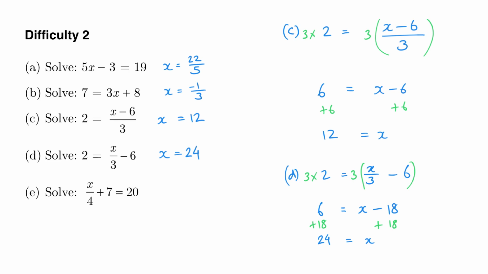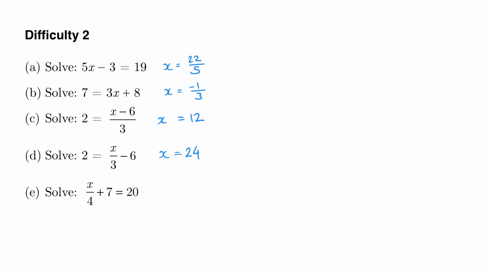Now we're on to the last question. Here we've got x over 4 plus 7 equals 20. Now in this case, I would want to either subtract 7 off both sides or multiply both sides by 4. Either way is fine. In this case, I'm actually going to subtract 7. This leaves me with x over 4 on the left and 13 on the right.